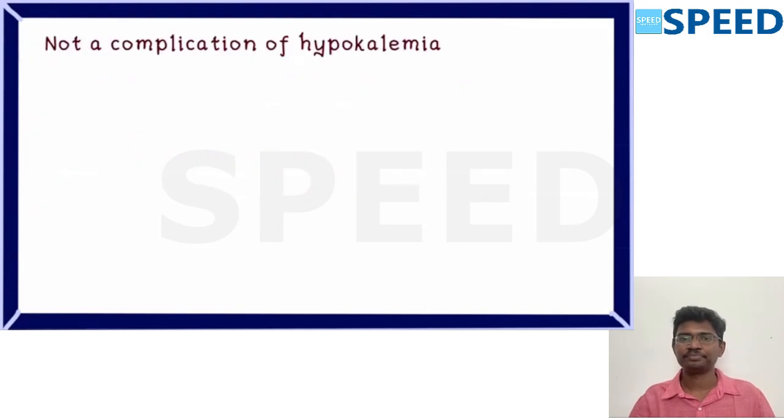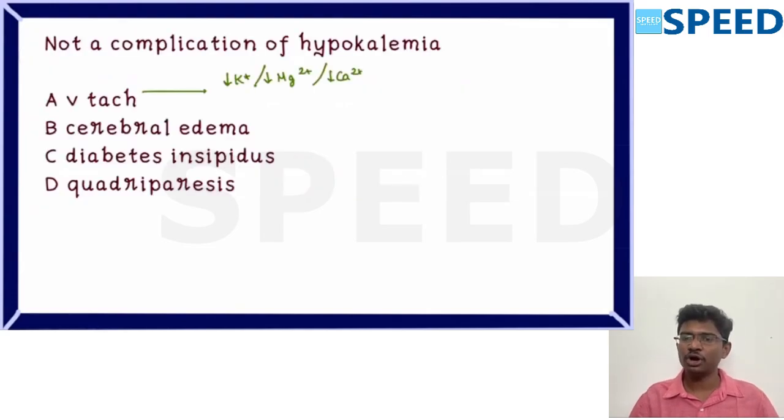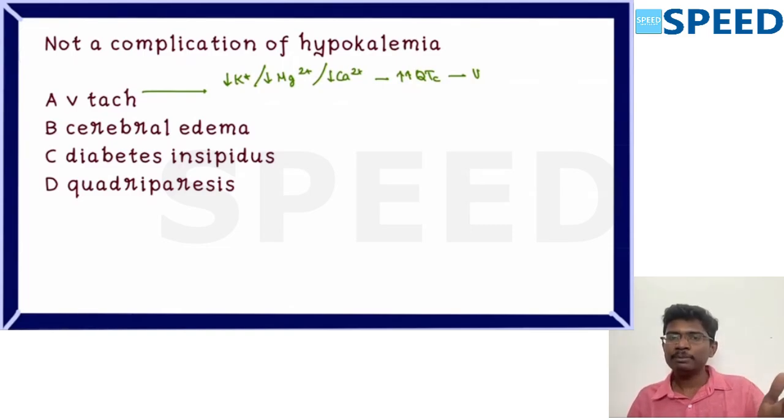Answer is A. Next, not a complication of hypokalemia. A, torsades, B, cerebral edema, C, diabetes insipidus, D, quadriparesis. This also we discussed in our revision video. Hypokalemia always attacks the heart predominantly. Hypokalemia, hypomagnesemia, hypocalcemia, all three electrolyte abnormalities can prolong the QT interval, which will lead to delayed afterdepolarization. QT prolongation will result in ventricular tachycardia.